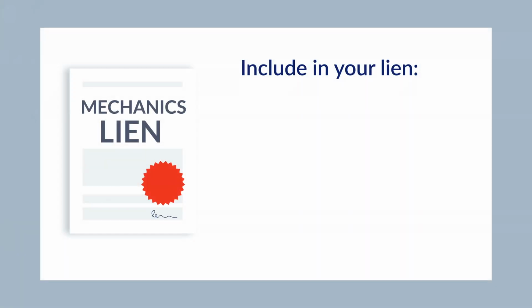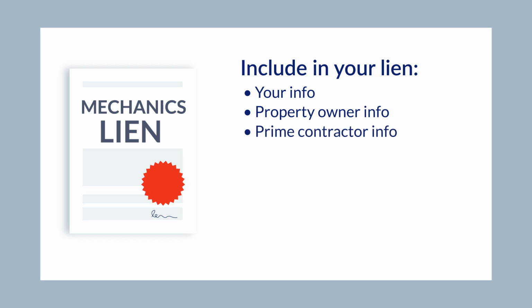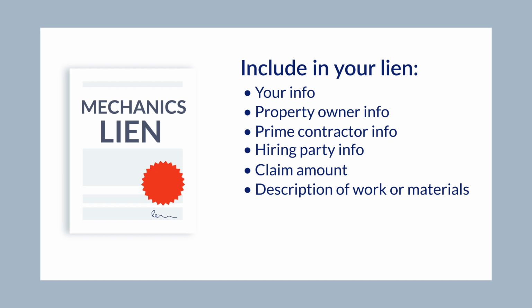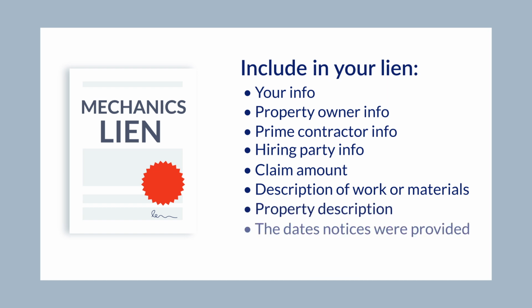Here's the information you'll need to include on your Texas Affidavit of Lien. Your information, the property owner's information, the prime contractor's information, the hiring party's information, the amount of the claim, a description of the work or materials provided, description of the property, the dates notices were provided, and a sworn statement that is signed and notarized.